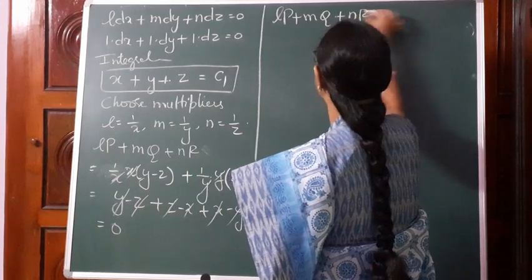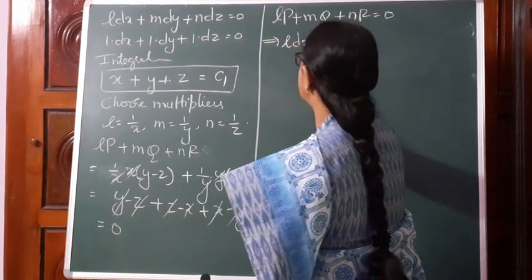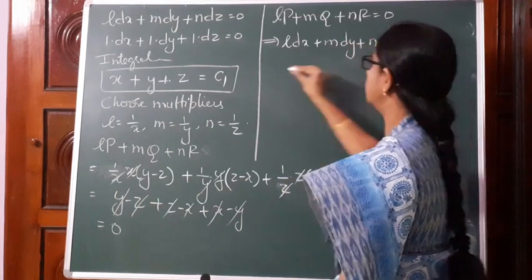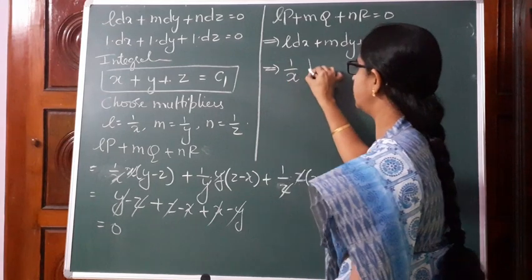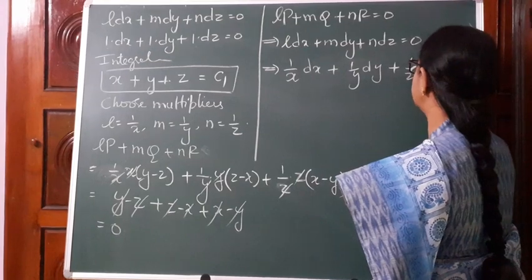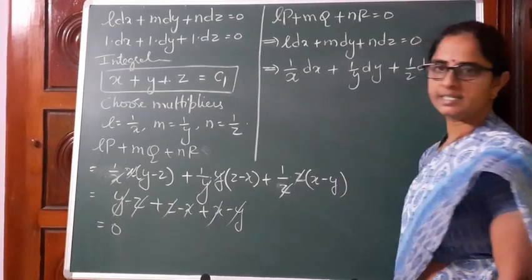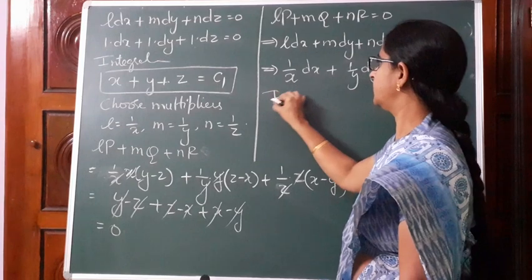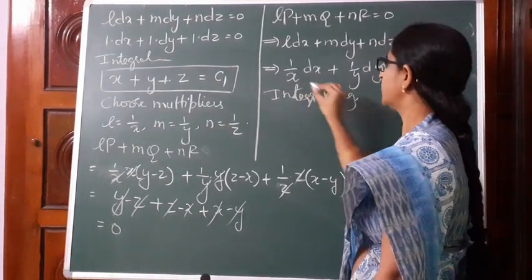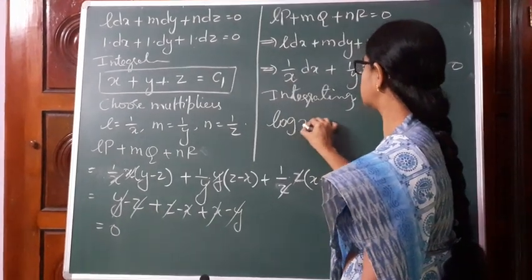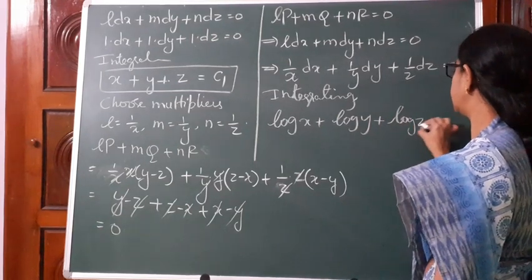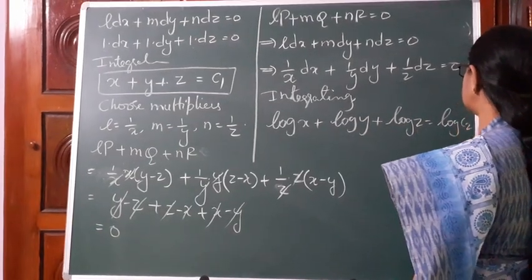NR is 0, which gives L dx plus M dy plus N dz is equal to 0. That is 1 by x dx, L is 1 by x, M is 1 by y, N is 1 by z dz. The variables are clearly separated, so we can integrate this. Integrating, we get integral of 1 by x is log x plus integral of 1 by y is log y plus integral of 1 by z is log z is equal to, I take it as log c2.